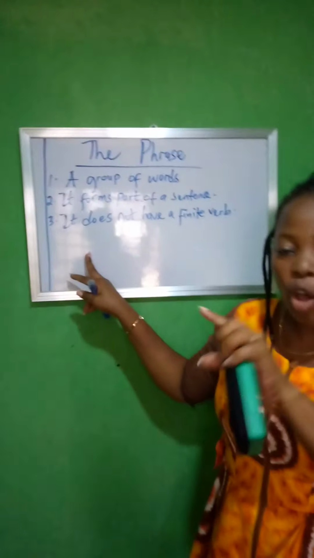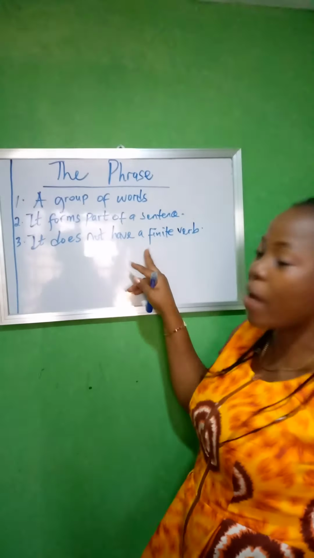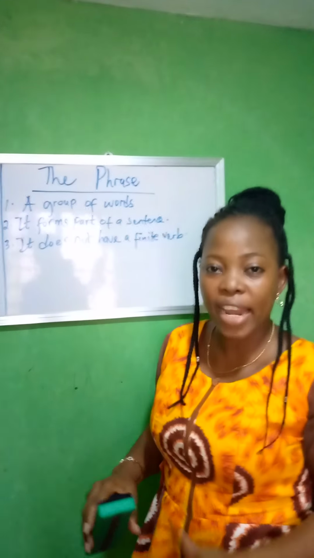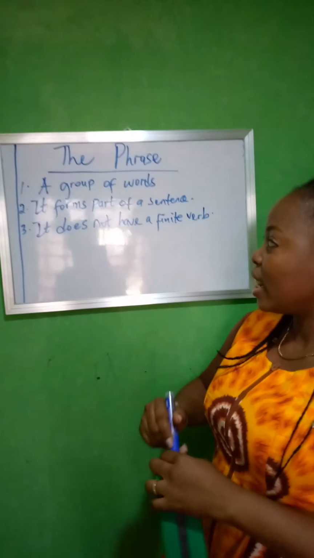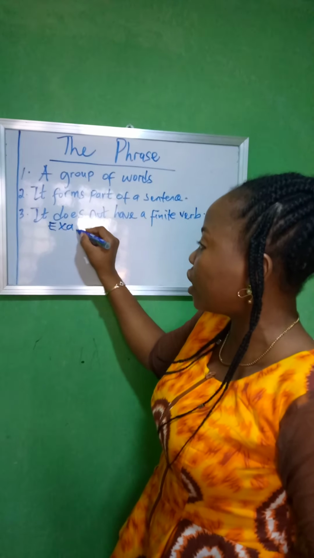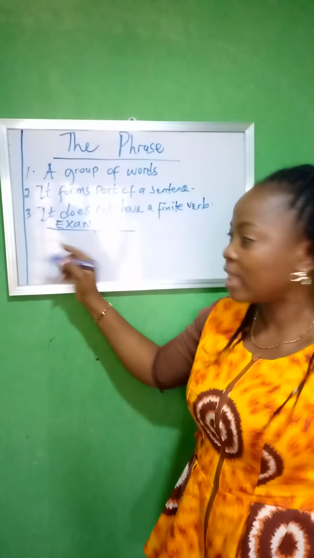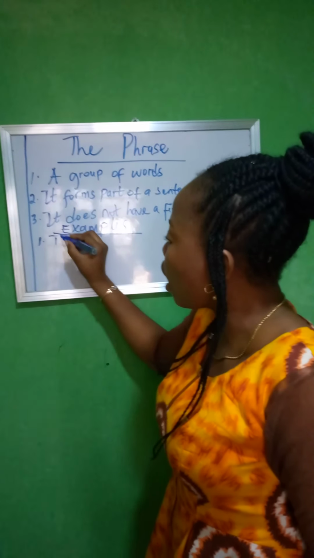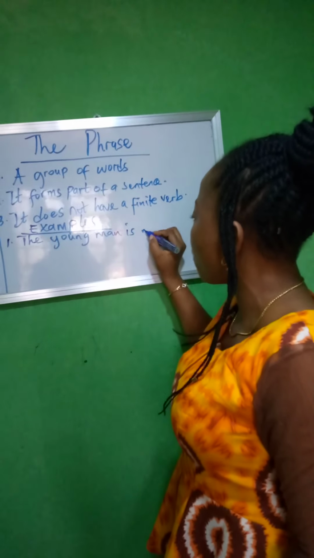What that means is that there is no verb in it at all, or there is no particular verb called a finite verb. In our next lesson, I'll teach you on what a finite verb is so that you can identify what I'm talking about. So in continuing with the phrase, understand that it is a group of words. So let me give you examples to explain what I've just said. These 3 points should be kept in mind to understand what the phrase is, and the following examples will make it clearer to you. So example 1, the young man is my friend.